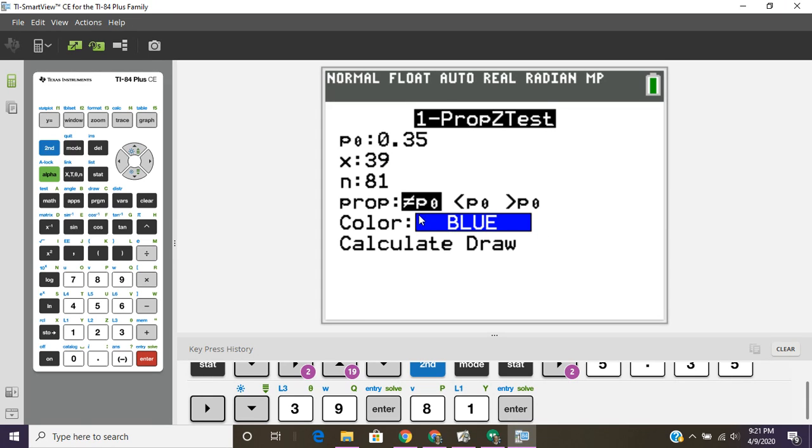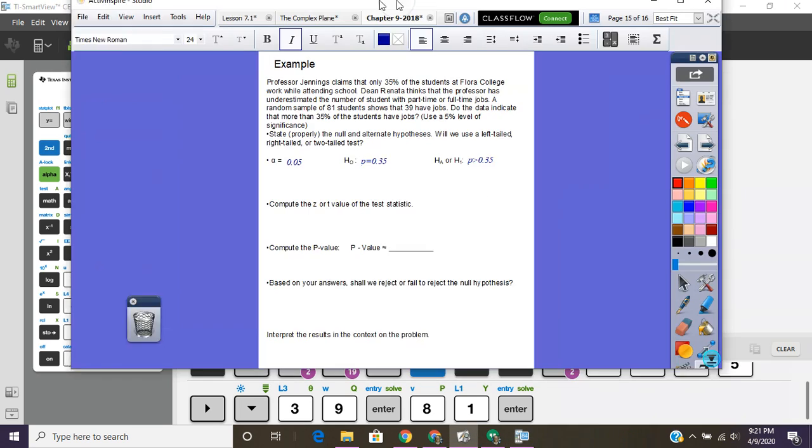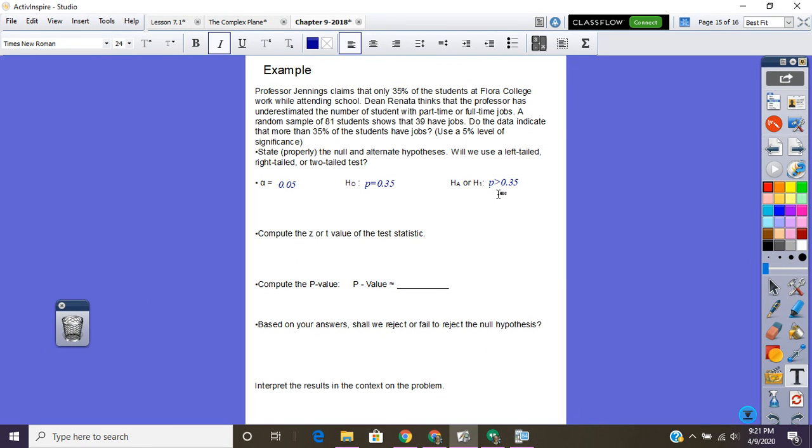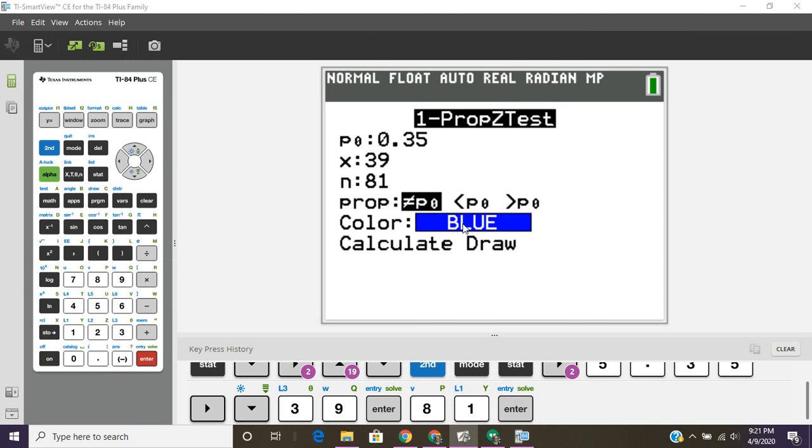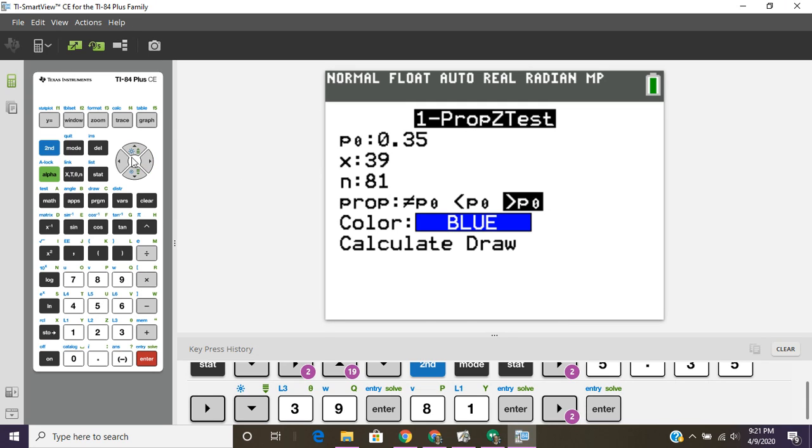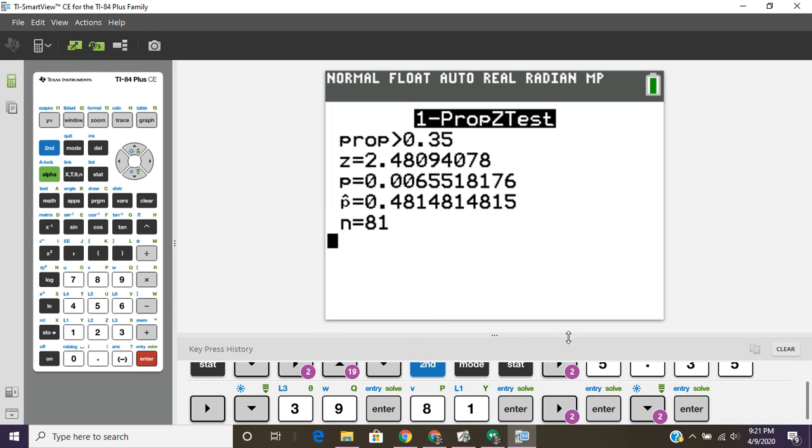Now, our prop here is exactly as it shows up right here. So we're saying p is greater than our p0. So we're going to move over to greater than, and then we're going to push enter. The color doesn't matter because we're not going to draw anything. We're going to calculate this. So go ahead and push enter on Calculate, and it gives us a bunch of information. The z, the p-value, the sample proportion based on our 39 and 81, and then n is our 81.